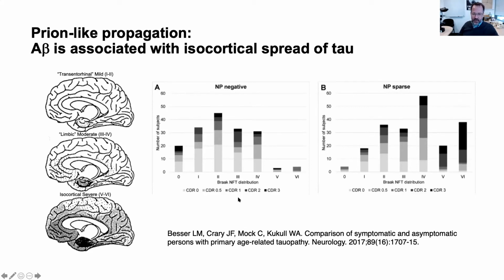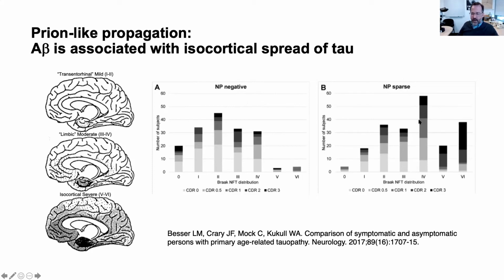These cases have shown, by studying these populations, this is with Lila Besser and the NACC group that I mentioned before, when we looked at cases across the Braak distribution, the plaque negative cases almost never get up to these higher neocortical stages of 5 and 6. As soon as you start to see some neuritic plaques, the 5 and 6 levels surge.